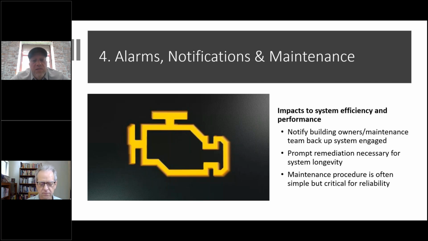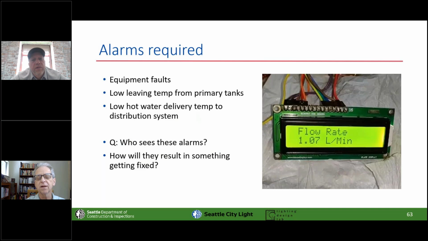I'll add here, alarms, notifications, and maintenance. This is part of the advanced water heating specification, but it's super important to have a system that can alarm when there's an issue with anything in the plant, and then also properly trained maintenance staff that know what to do if something has gone wrong. And the code is requiring that you at least have alarms for if there's a fault in the equipment, if you've got low leaving temperature out of your tanks, or low hot water delivery temperature.